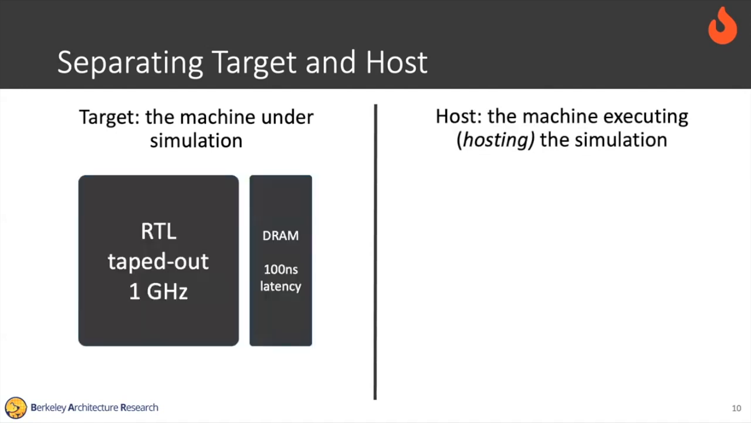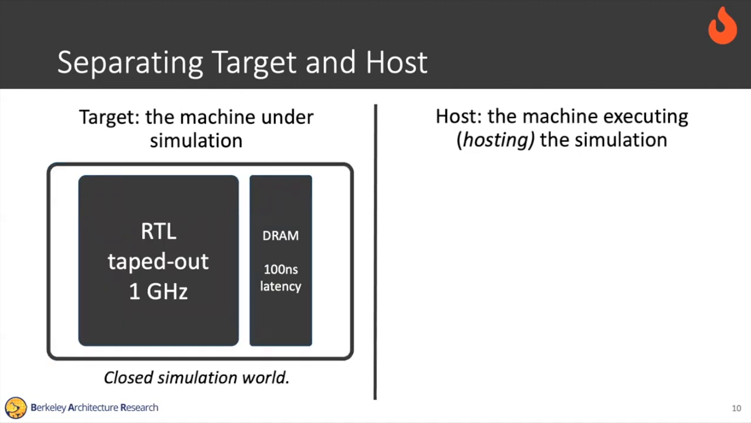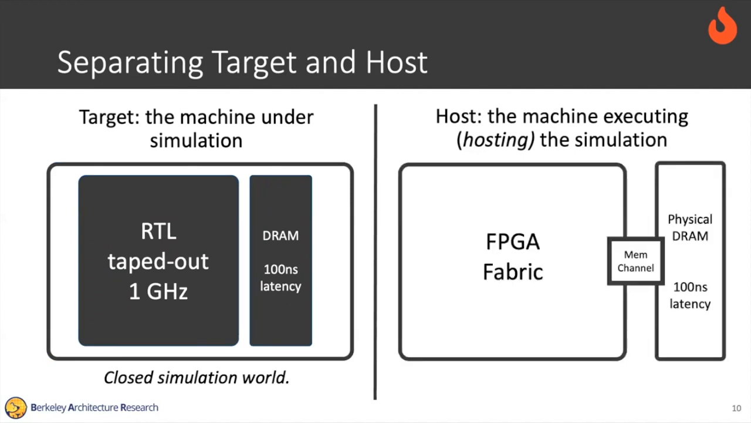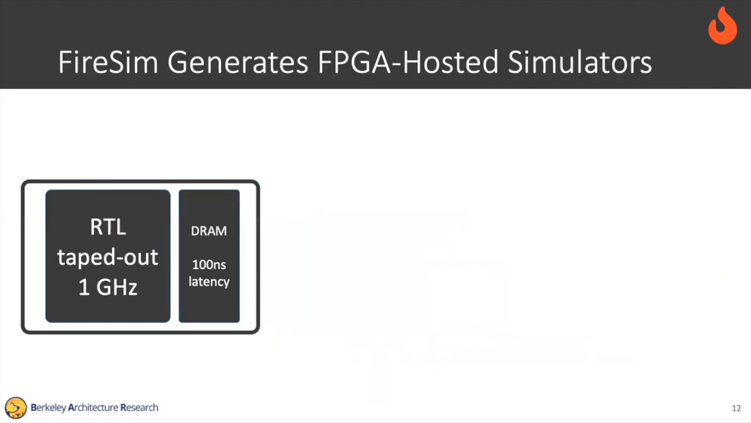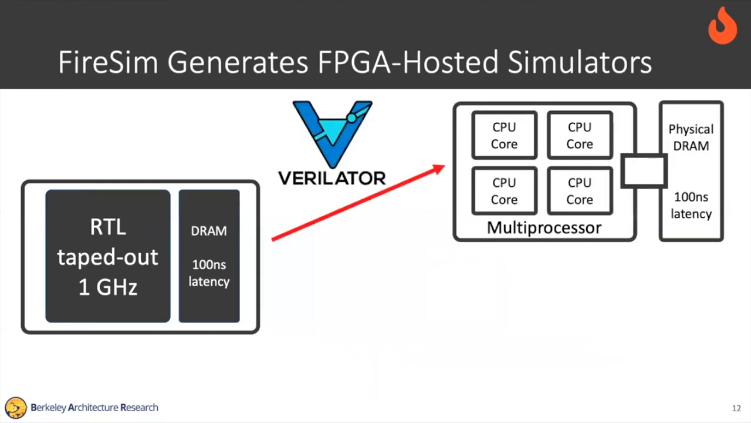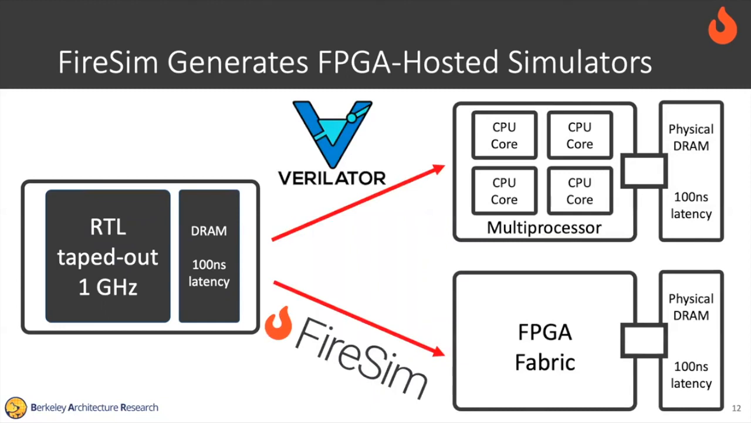So the target design in our previous example is that RISC-V SoC that we wanted to tape out. And we would like a closed simulation world around that design. Our host system can be something like an FPGA fabric that's attached to some physical DRAM, but it could just as well be a regular multiprocessor like the software simulations you ran this morning. So FireSim will generate FPGA hosted simulators, just like something like Verilator would generate multiprocessor hosted simulators.